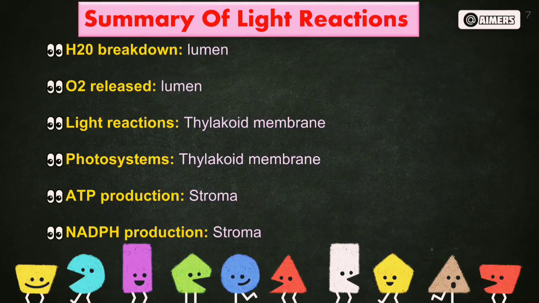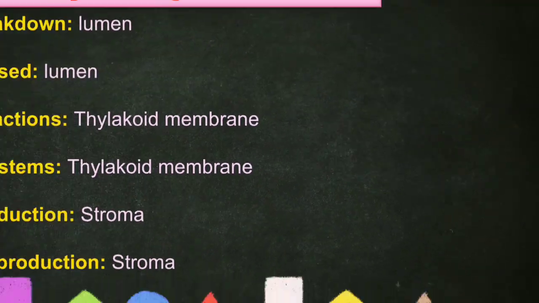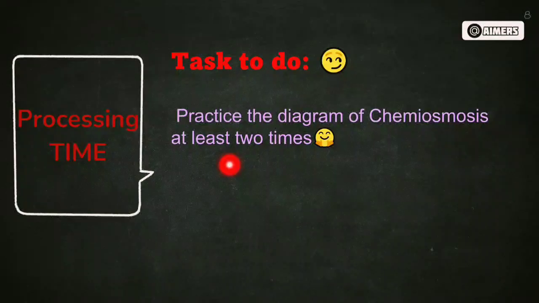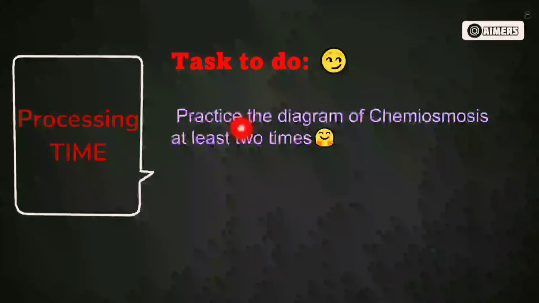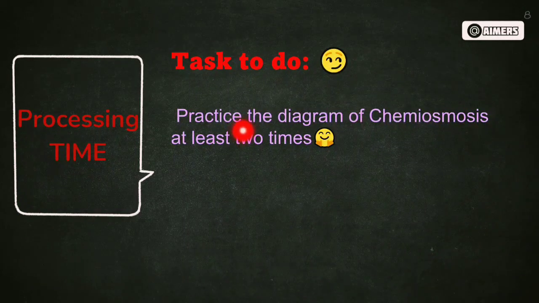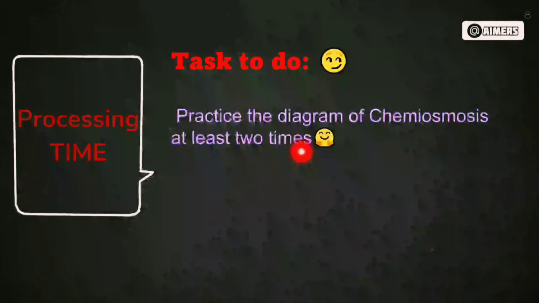Got it? Now, what to do next is that this is the processing time, and I have assigned you some tasks to do. Don't make your face like that, okay? You have to complete the task, and the task is that you have to practice the diagram of chemiosmosis at least 2 times. The diagram which was from your book, I also mentioned in the slides. So do practice it 2 times, and when you are done with the practice, then do inform me in the comment section on Instagram, and then your face must be like this. Okay, so do practice it. Now means now. Okay, so practice it.